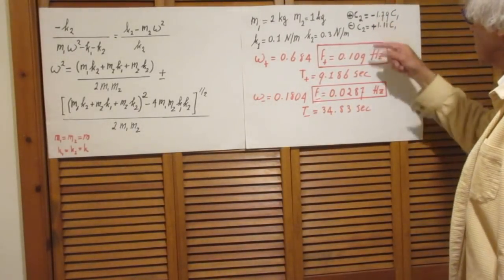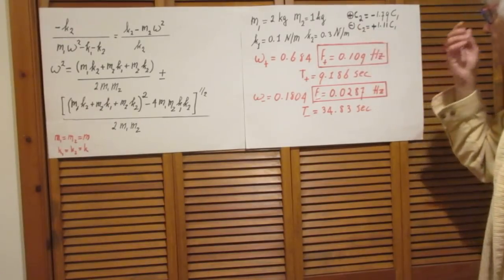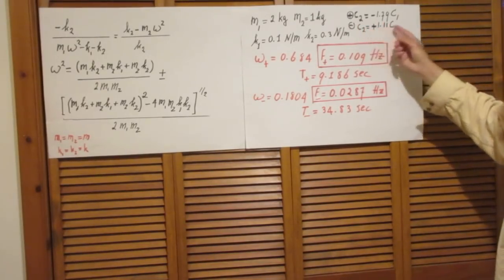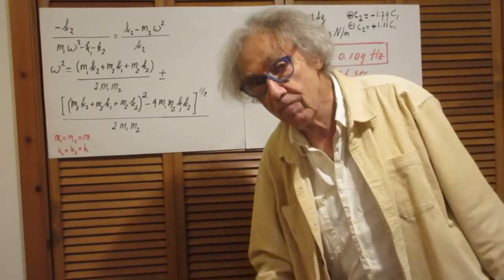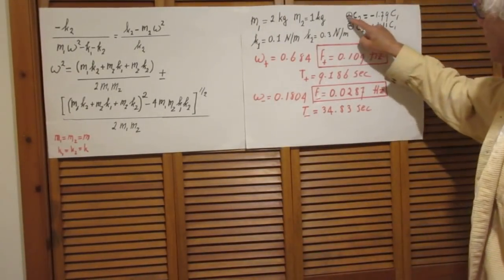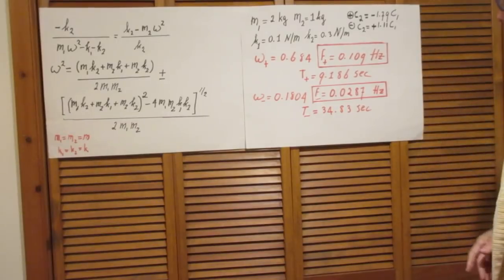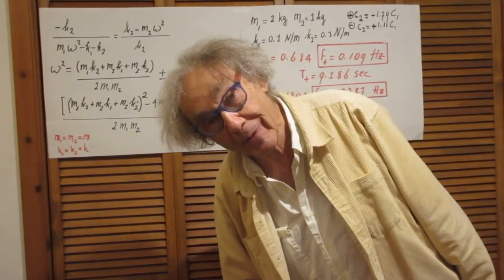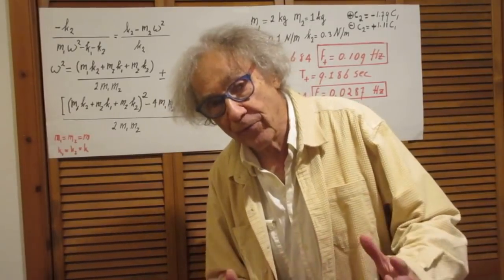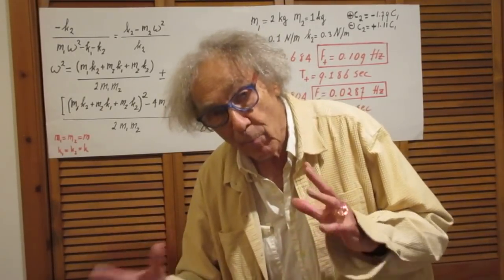It's sort of interesting that in this case, in the low frequency mode, C2 is only 10% larger than C1. Not so obvious. In the high frequency mode, C2 is almost twice as large as C1. Okay, so I thought that this would give you a little bit more insight.